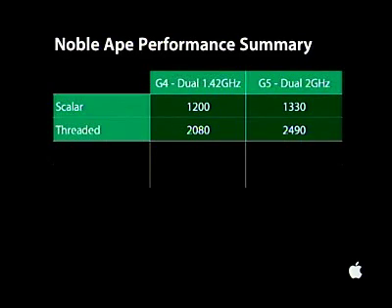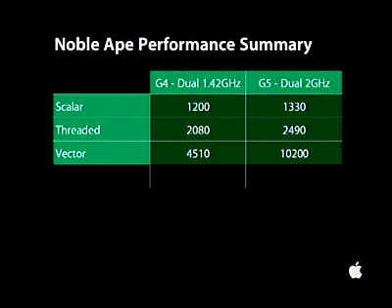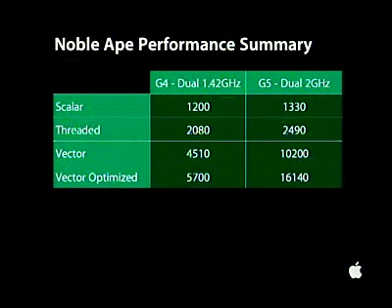And then we really break this open when we go to vector. Right? The G4 does well, right? We get a 2.5 or so x speed up from using vector. But on G5, we don't have any bandwidth limit yet. So we get a full 4x improvement from going to vector. And then with vector optimized, you can see again, the G4 does pretty well, nice speed up. And the G5 gets a 60% speed up.